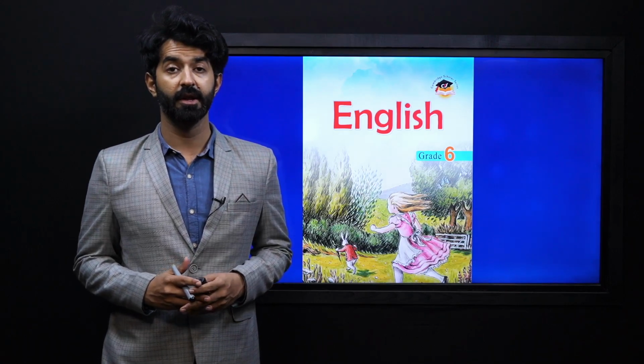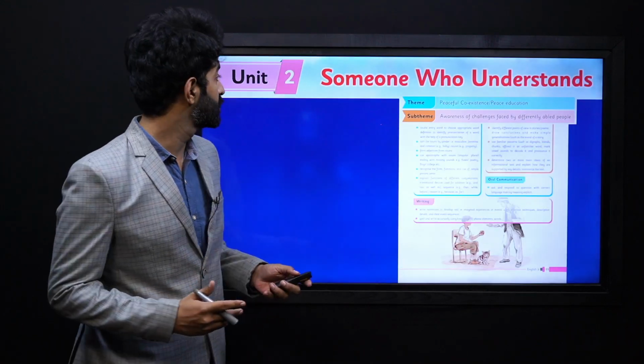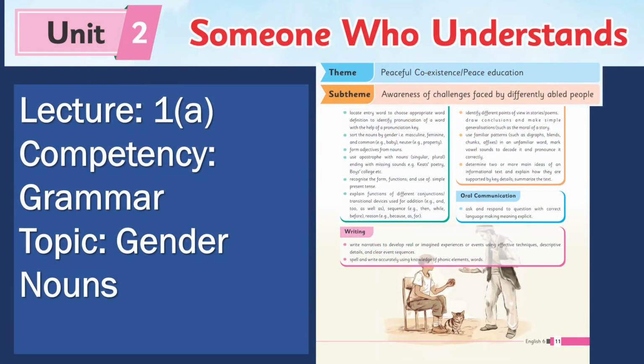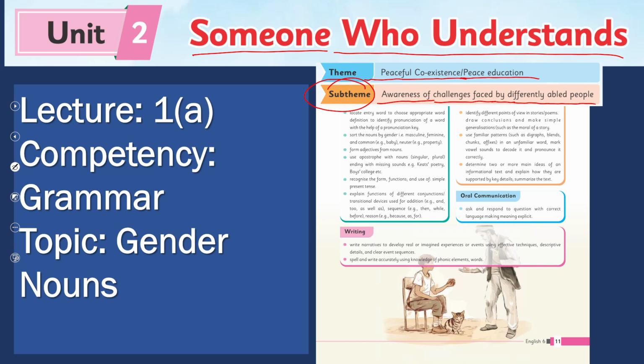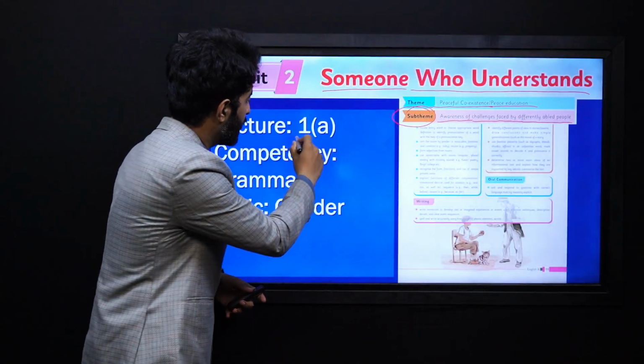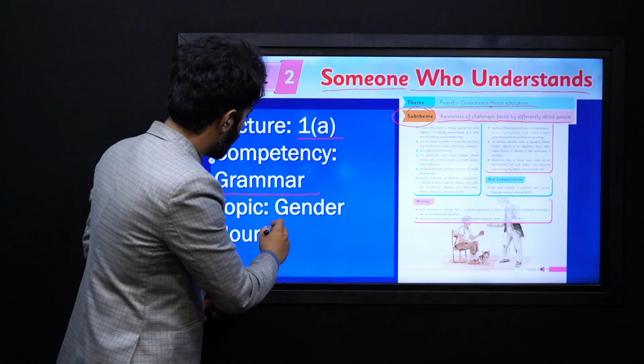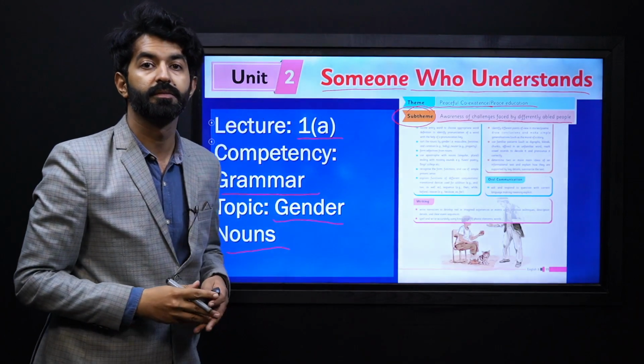My dear learners, we are dealing with grade 6, unit number 2. The title is Someone Who Understands. You have thoroughly read this lesson. The theme is peaceful coexistence or peace education. Our sub-theme is awareness of challenges faced by differently abled people. Now, this will be our lecture number 1A with the competency of grammar. The topic is gender nouns.